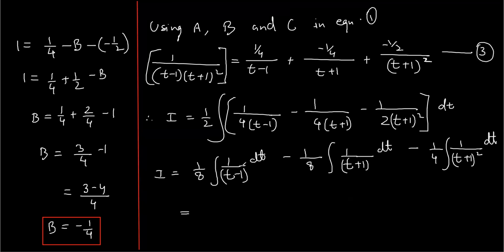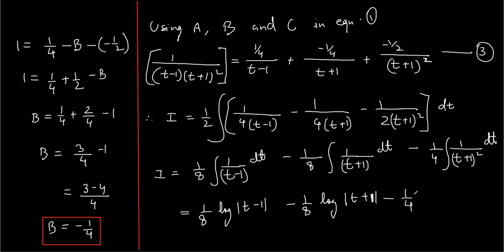This is 1 upon t dt. But t is replaced by a linear algebraic expression in x. The integration of 1 upon t dt is log of mod t. So this will be 1 upon 8 log of mod of t minus 1, minus 1 upon 8 log of mod of t plus 1.